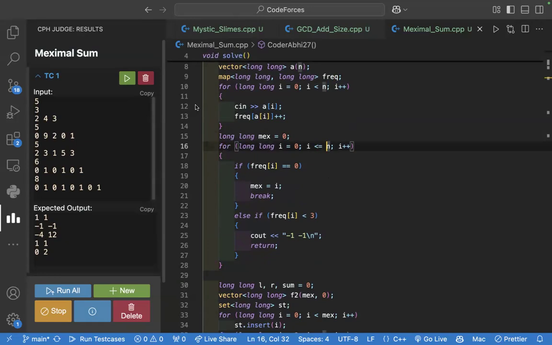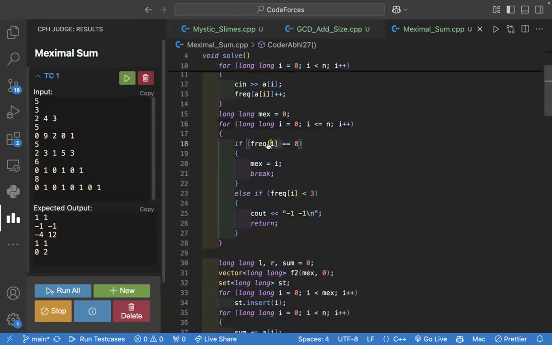Correct? So let me run a loop from 0 to less than or equal to n. Now, if the frequency of i is 0, then this is the max because this is not visible in the array. So as soon as I find this, let's break because now I found my max. Is that right? Yes, guys. This is how you can find a max.